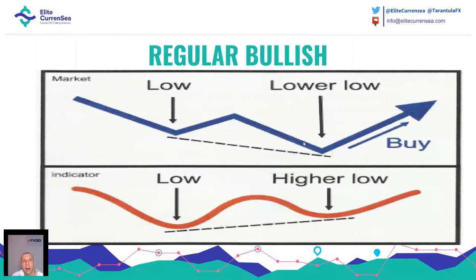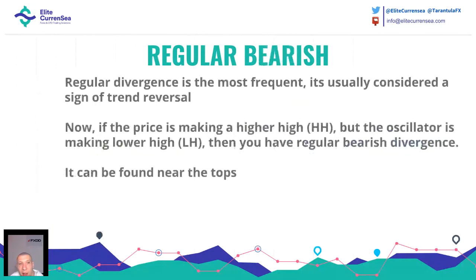Now we go to regular bearish divergence. Again, bearish divergence is also a type of divergence that is used usually for counter trend moves. If the price is making a higher high, but the oscillator is making a lower high, then we have a regular bearish divergence. And usually it can be found near the tops. This is how it looks like. Market is making a higher high, while the indicator is making a lower high. So it looks like some sort of megaphone pattern.